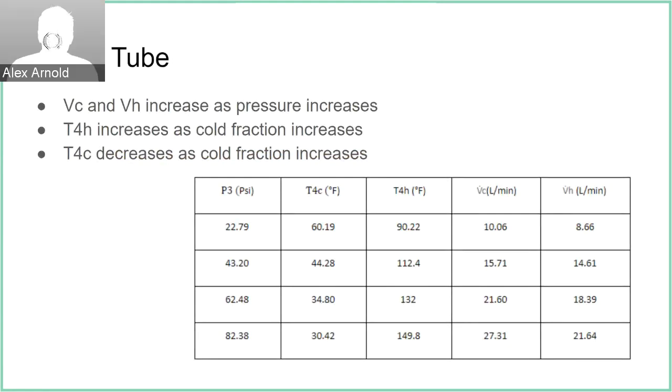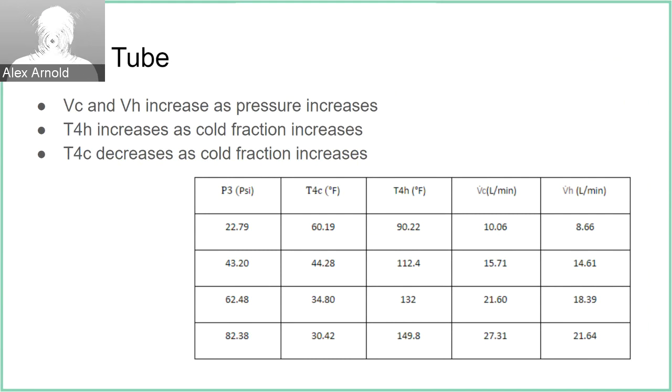This table shows the data collected at the steady-state segments of our parameters, which are the inlet pressure of the vortex tube, the outlet cold temperature of the vortex tube, the outlet hot temperature of the vortex tube, cold vortex tube outlet flow rate, and the hot vortex tube outlet flow rate.